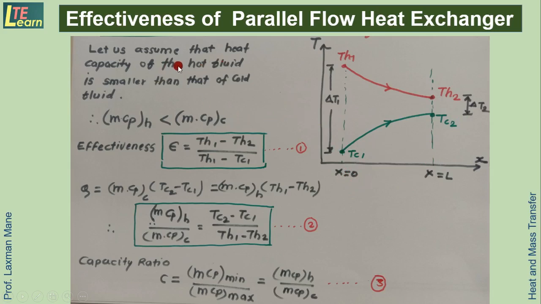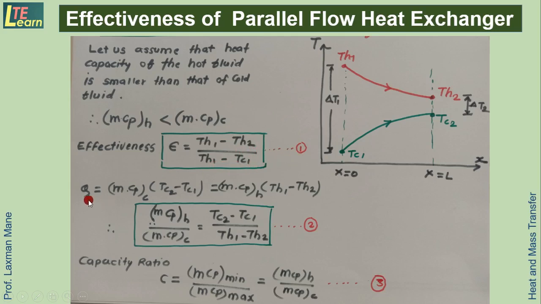Let us assume that heat capacity of hot fluid is smaller than that of cold fluid, means here mCp H is less than mCp C. So for this condition, the effectiveness formula that we already have seen in the last video on NTU effectiveness is given as TH1 minus TH2 divided by TH1 minus TC1. We will say this is equation number 1.